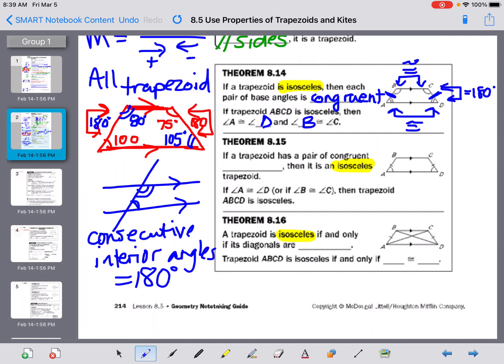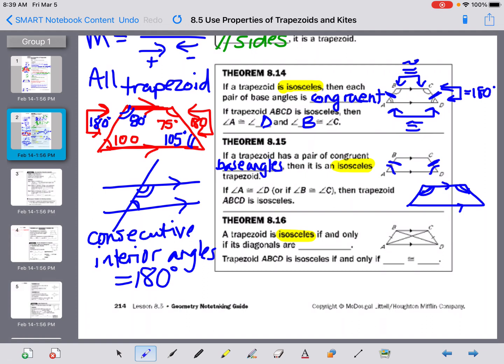All right, next one. If a trapezoid has a pair of congruent base angles, then it's going to be isosceles. So this is saying they didn't tell you anything about the legs, but if they told you, oh, look, A and D are the same, then you have to say, oh, then my legs have to be the same, AB has to be congruent to CD, and then I'm going to have isosceles. By the way, they could have also told you, if they give you this trapezoid and they tell you the top ones are equal, then you can also say, well, then the legs are equal, and the bottom ones have to be equal.